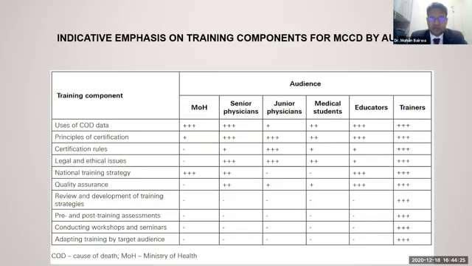And this is just an indicative slide showing the different types of stakeholders involved in the cause of death data, especially MCCD, and the training level may be different for them. For example, for the trainers, all perspectives of the training components should be covered. But for the Ministry of Health officials, senior physicians, junior physicians, educators, and students, a different level of training program may be customized.